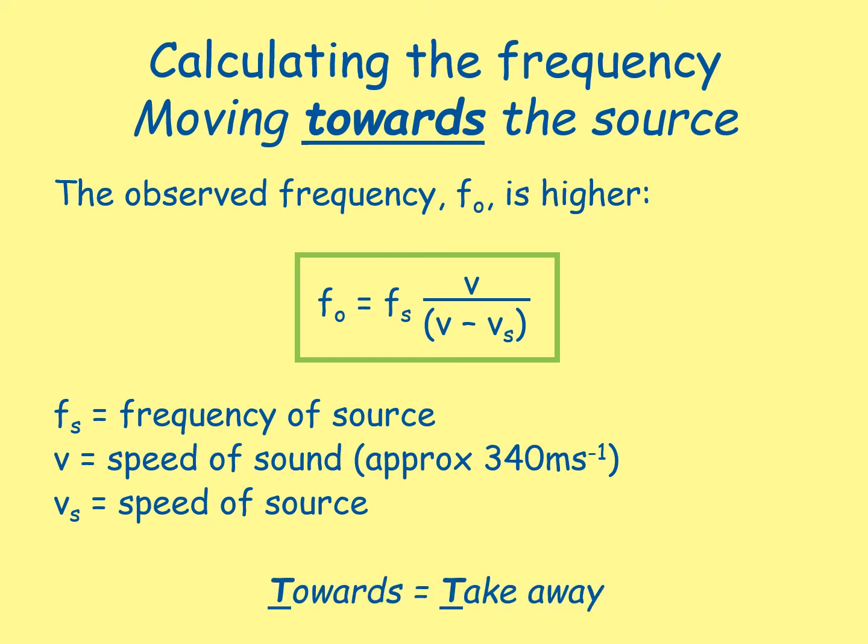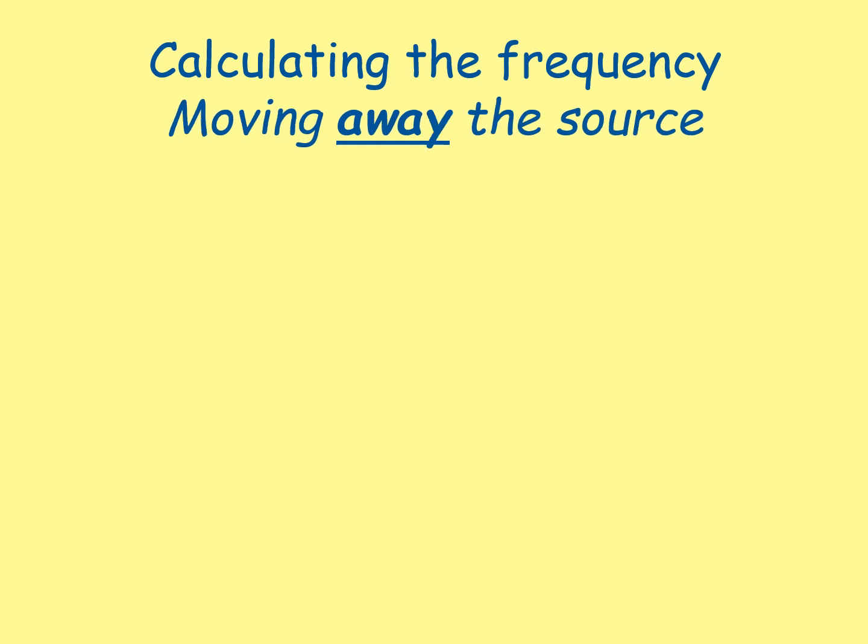A way to remember this equation is that towards is take away. Within your equation, it's V take away Vs, and this is when you move towards the source. Towards is take away.